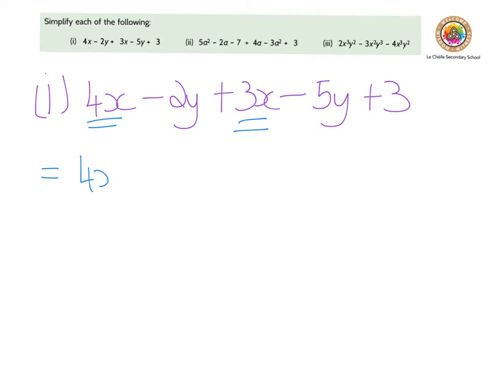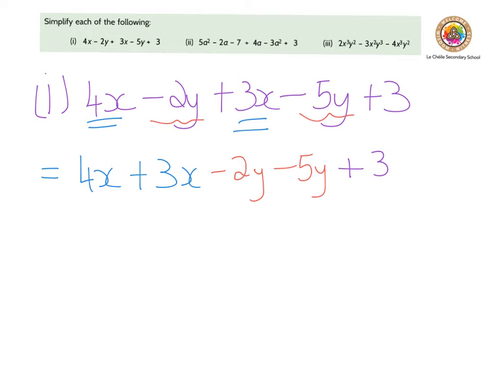So I'm going to have 4x plus 3x. My next term here, then I have minus 2y minus 5y. So they're again both y terms. And then the only thing that I have left without any underline is just that number on its own, so I bring it down.